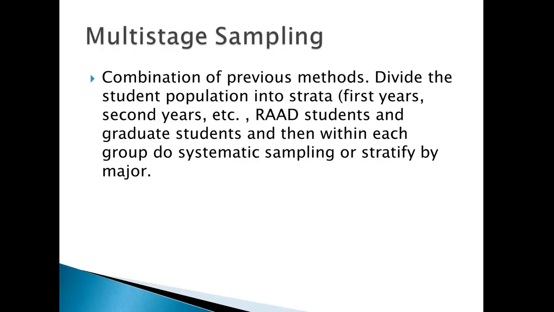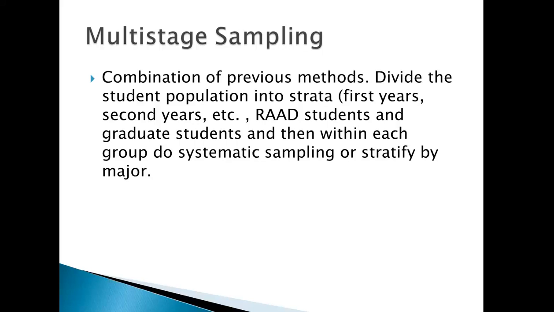And multi-stage sampling is just a combination of those previous methods. So you might divide the student population into strata, first-year students, second-year students, etc., and then within each group do systematic sampling, or else stratify by major. So that's a brief introduction to different kinds of studies and sampling.